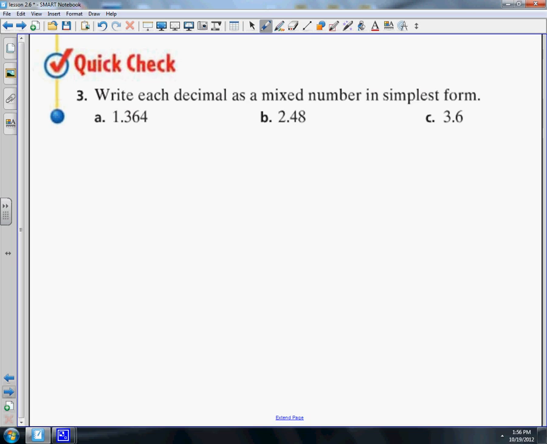If we look at A, I'm just going to look at the numbers after the decimal place: 364. The place the 4 is in is the thousandths spot. So I'm going to divide 364 by 1,000. Now, I don't know right off the top of my head the largest number that divides both of those, but I know they're both even, so I'm going to divide both by 2.